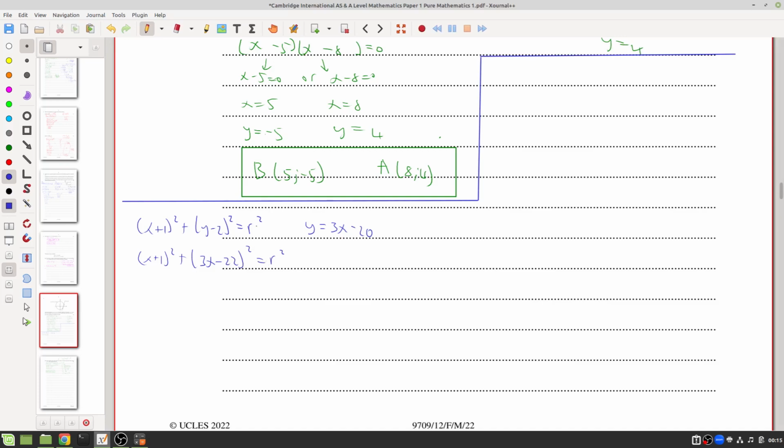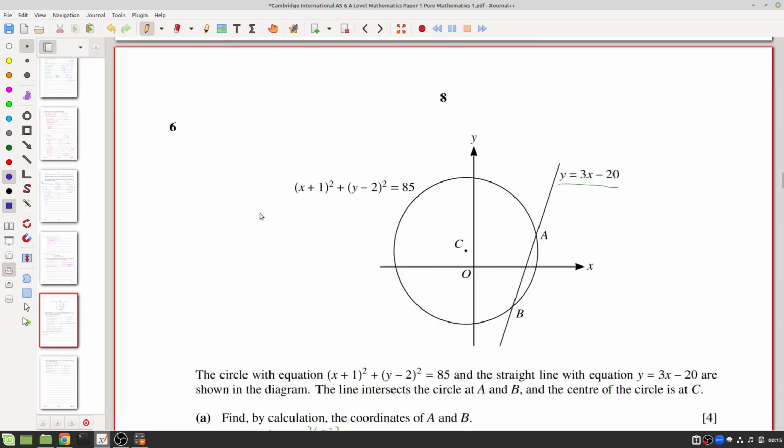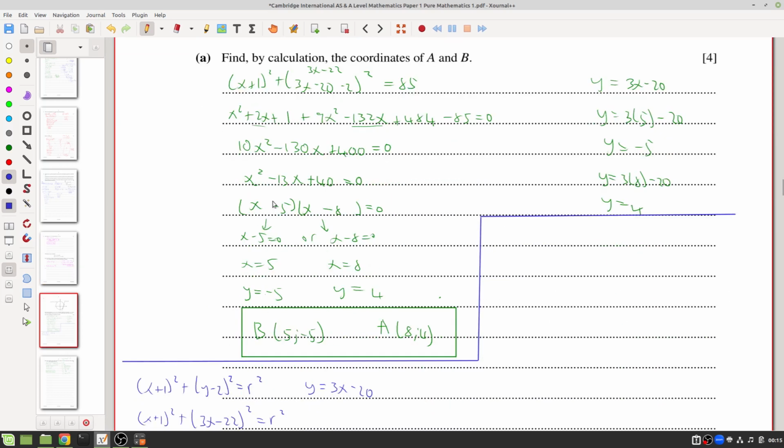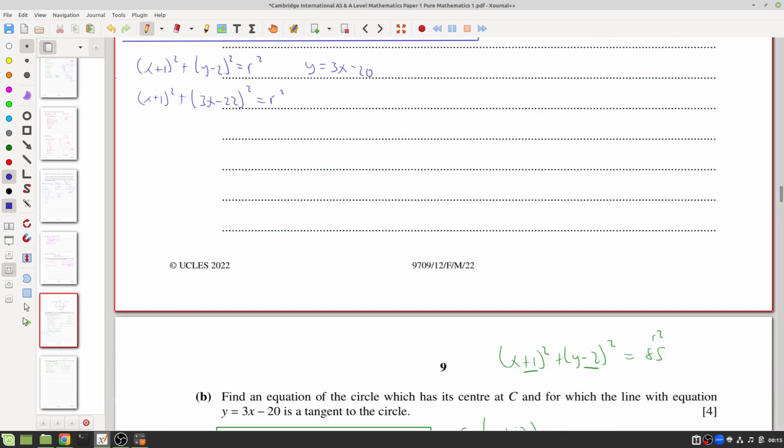Okay, let's multiply everything out, and we've already basically done that, right? Where was that? Over here. Multiplied everything out, and that gave us this whole thing. Only difference is instead of minus 85, it's going to be minus r squared. So we're going to have 10x squared minus 130x, and then plus 485 minus r squared equals 0.